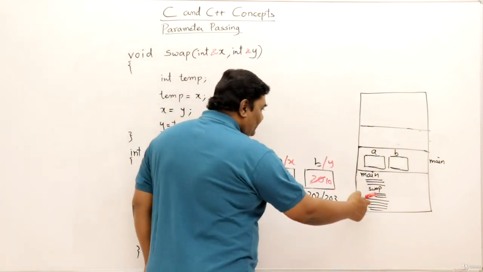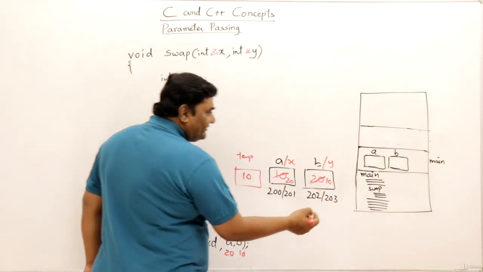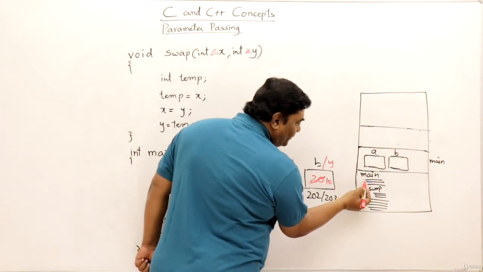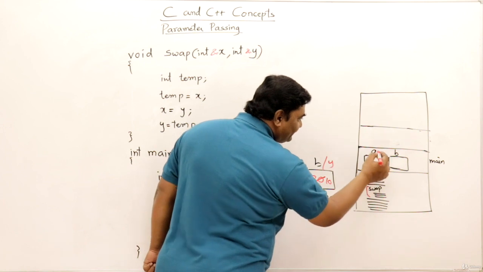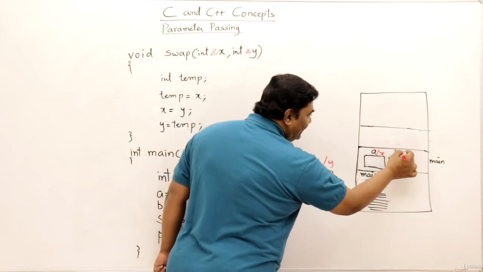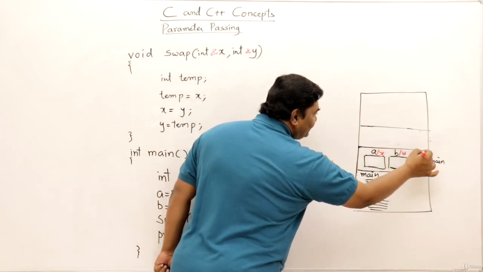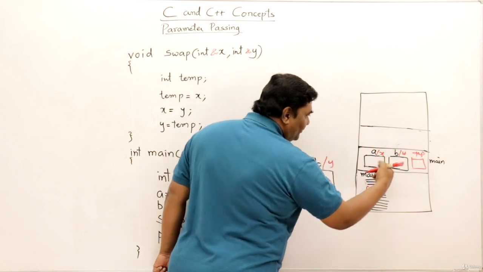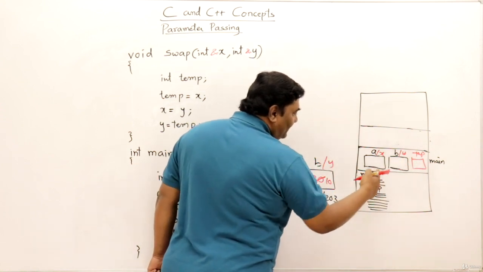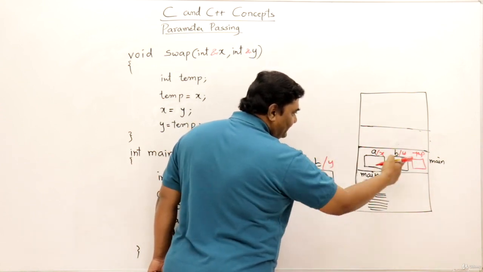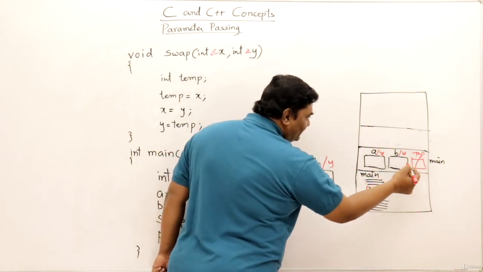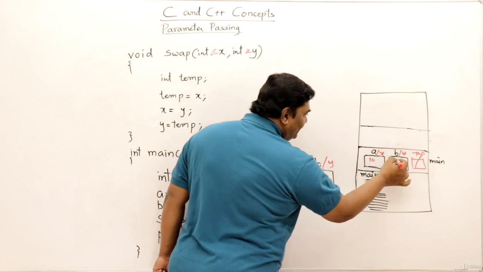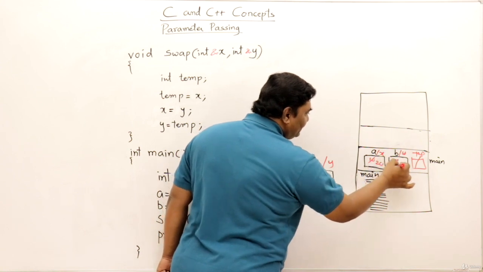So if you see the working of the same program here, as long as the main function code is running, these are A and B. And once the swap starts, these are called X and Y. And also the temp variable is created inside the same activation record of main function, right? Inside the same stack frame. And once the swap function ends, this is gone and the values that were 10 and 20 are changed to 20 and 10.